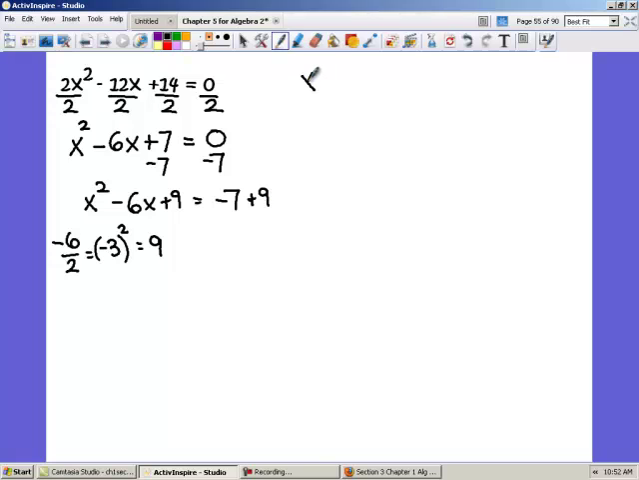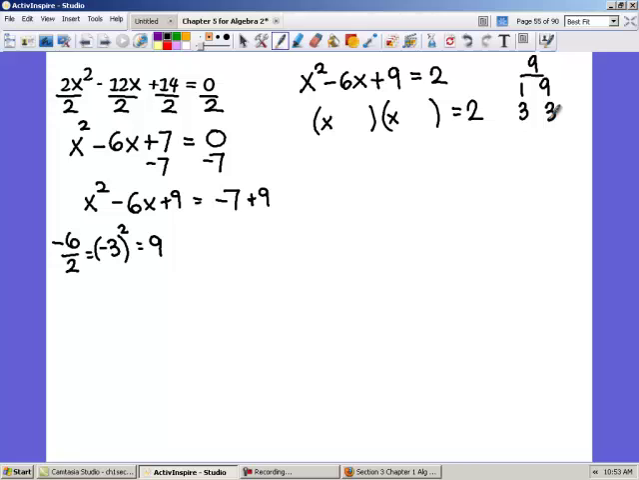So now we end up with x squared minus 6x plus 9. And negative 7 plus 9 is 2. Now we can go ahead and factor this. We're going to have an x here and an x here. We need to find the factors of 9 and see which pair of these will add up to a negative 6. I know that 3 plus 3 will give you a positive 6. So if I change this to negative 3 and negative 3, which still equals a positive 9, negative 3 plus negative 3 will also equal a negative 6. So we have negative 3 here and negative 3 here.